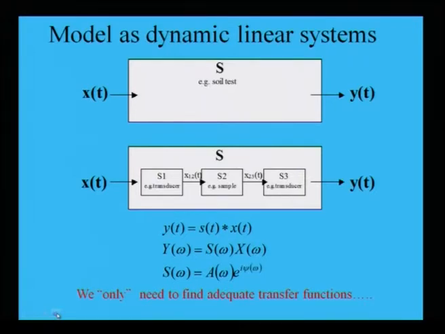If you look at the soil, this xt is your source and this is your receiver. Now we only need to find the adequate transfer functions. For doing this model, we need to find out what the transfer functions are. If I put it into 3 parts, that means transducer 1 will be here, then your soil sample, then your transducer 3.